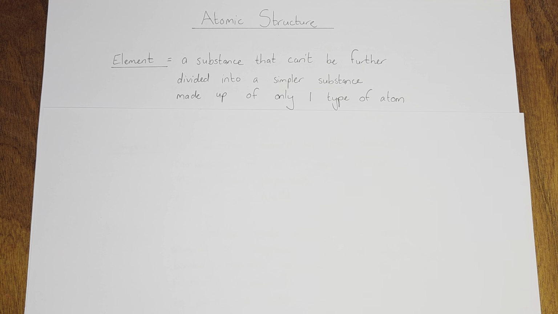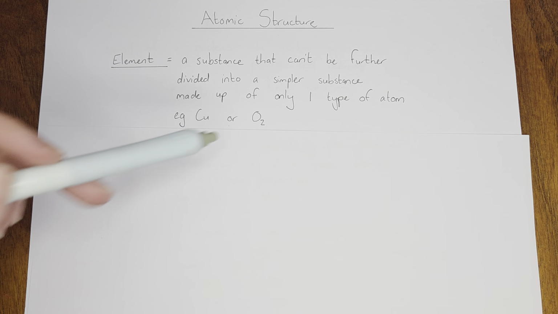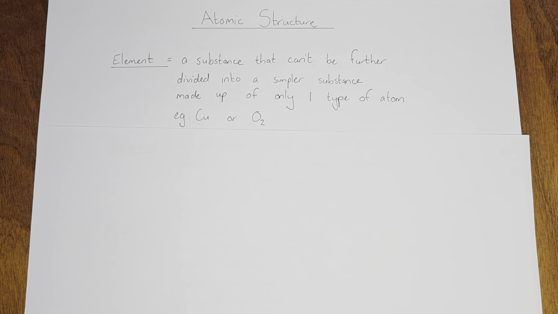So an example would be copper. Copper is a metal that is only made of copper atoms. That's the only thing in there, so it makes up an element. Oxygen is also an element, but you can see there's O2. So that means it's an oxygen molecule, but it is still an element because it's only made up of oxygen atoms. They just like to join together and be diatomic.